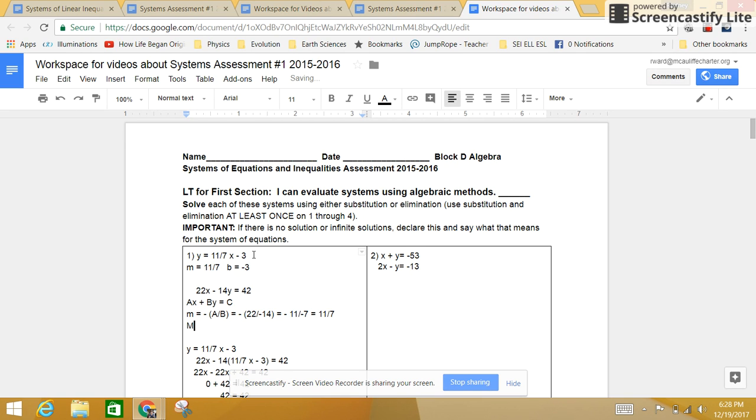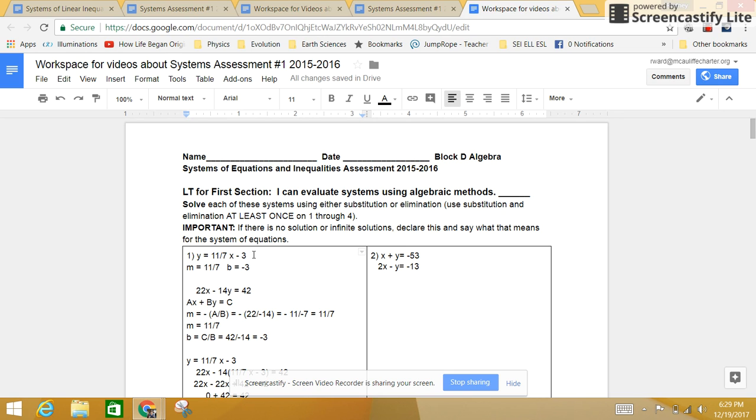M equals 11/7. And my y-intercept equals c over b, which equals 42 over negative 14, which equals negative 3.